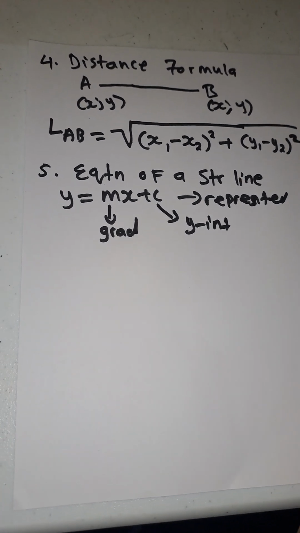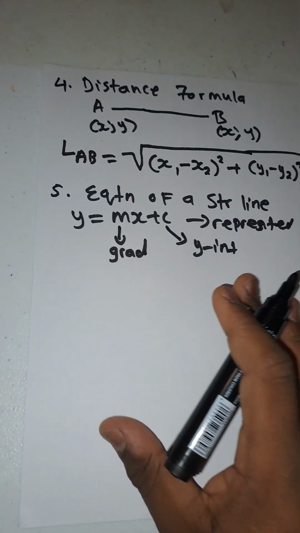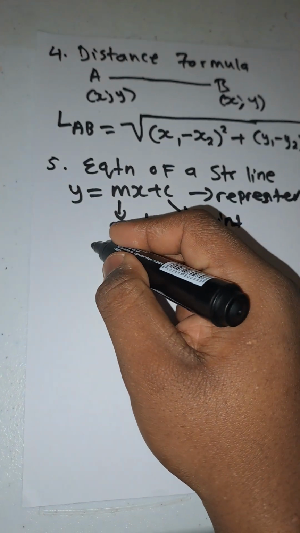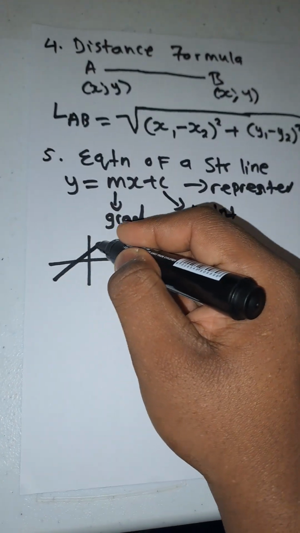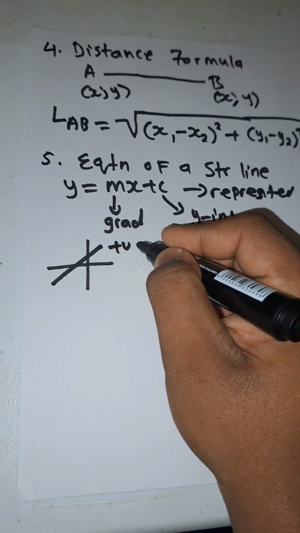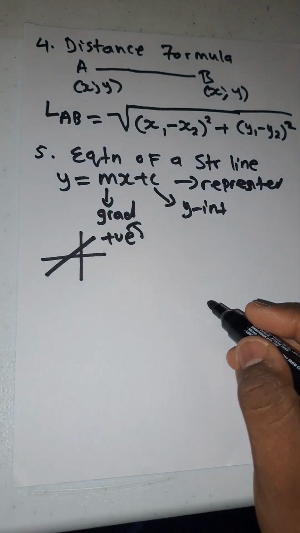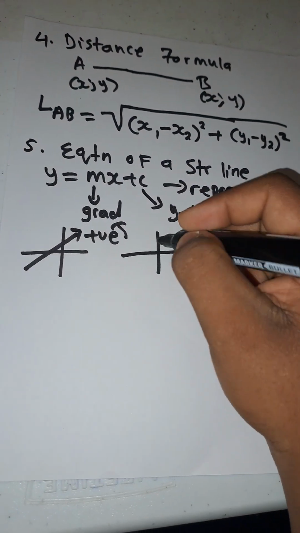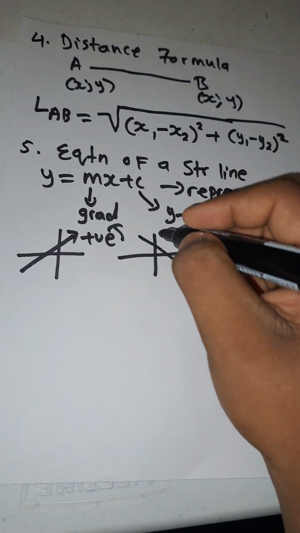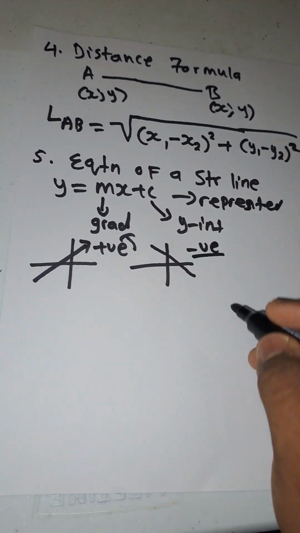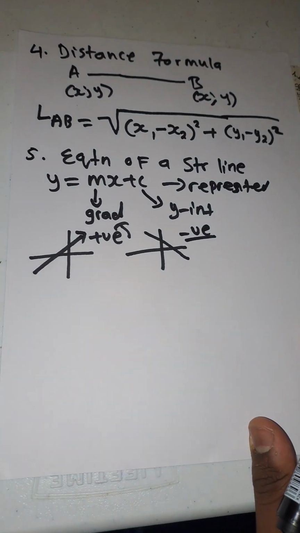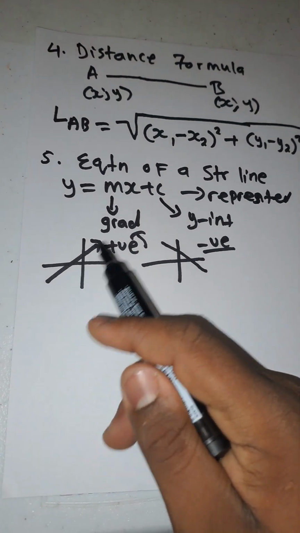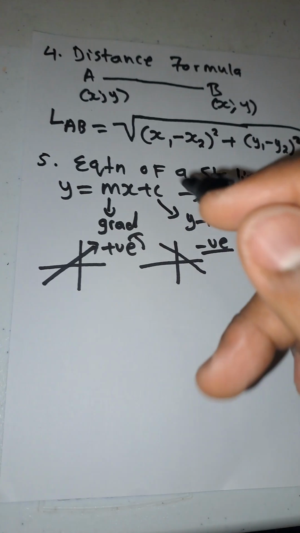So let's talk about this before I show you another formula. If they say calculate the equation of a straight line, I want you to know this: if you have a line that is going up like that, it is a positive gradient, because it is increasing. But if you see a line going the other way, like this, it is a negative gradient, because it is decreasing. Sometimes they can ask you to calculate the equation of a straight line given this line. If you get a negative gradient, know that something is wrong.